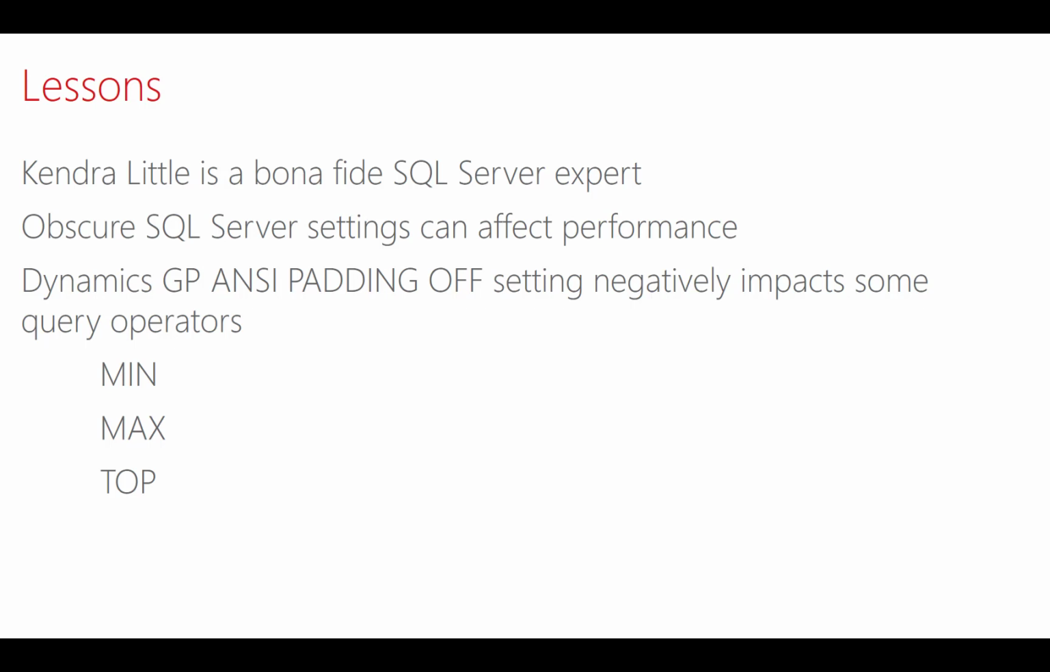So the lesson for anyone who works with Dynamics GP queries is that the ANSI padding off setting can negatively impact some query operators, being min, max, and top. And again, I wasn't able to demonstrate that performance issue with top, but min and max, definitely I can see that happening. Now, I'm guessing min and max aren't widely used by many queries, but if you're performing them on any large table, you will take a significant performance hit, and you may want to consider switching those over to top one queries instead. So I hope you found this journey interesting.